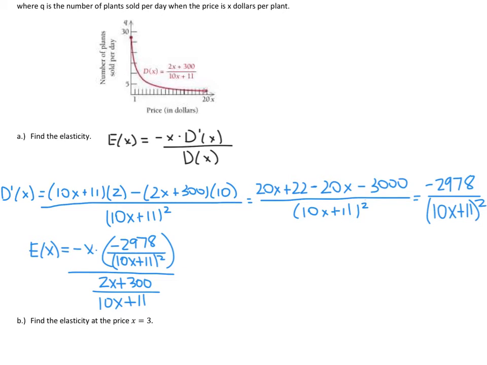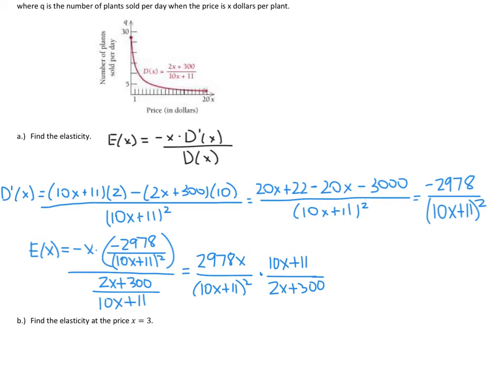So now let's simplify this. On the numerator, we've got two negatives, a negative x and a negative 2,978. So the negatives are going to cancel, and we're going to have 2,978x divided by our (10x + 11) squared. I'm going to turn this into multiplication and flip the numerator and denominator of our denominator fraction here. So I'm flipping this numerator and this denominator. So we're going to have (10x + 11) divided by (2x + 300).